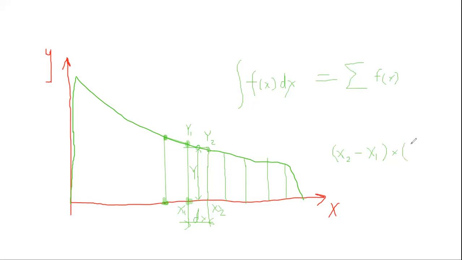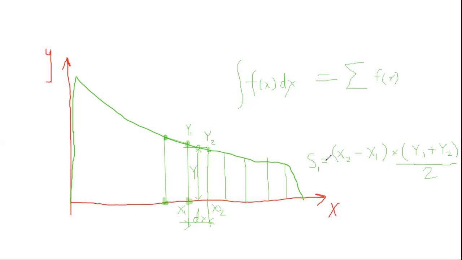Multiplied by 1 plus 2 and divide by 2. So it's exactly the formula for an elementary trapezoidal element. And when we calculate this for each trapezoidal element, we obtain the total area under the curve.